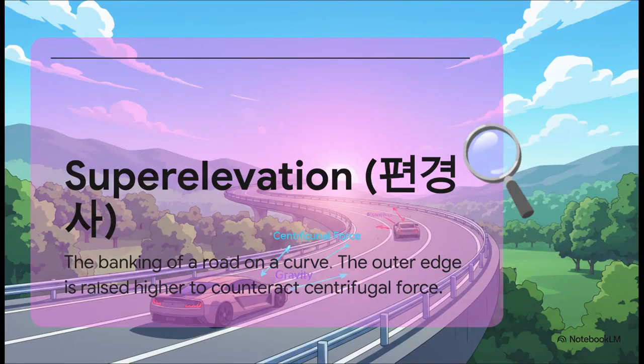But engineers have this awesome trick up their sleeve to fight that force. It's called super elevation, or pyeongyongsa. This is that banking you feel when you're on a highway on-ramp. By tilting the road into the curve, they actually use your car's own weight to help pull it towards the center of the turn, fighting that outward push. And you guessed it, the KDS has these super precise tables that tell them exactly how much to bank the road for any given speed and curve.